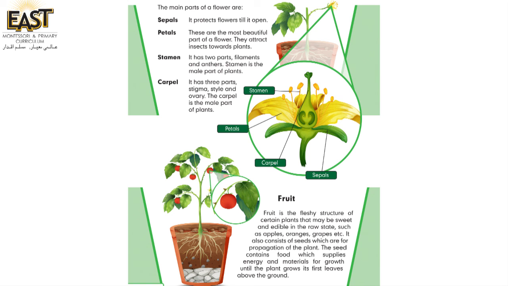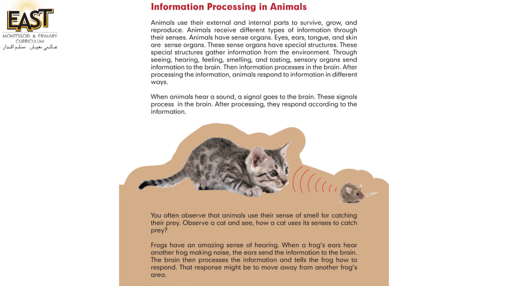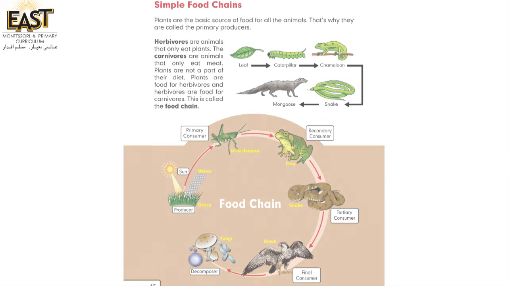And finally on page number 14 you will be reading about information processing in animals: how animals collect information and how they process it. That would lead us to page number 15, which is simple food chains. Now this is very important.